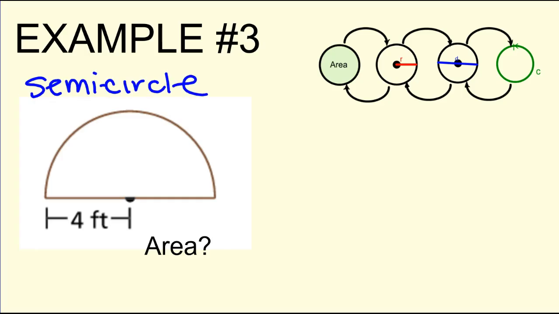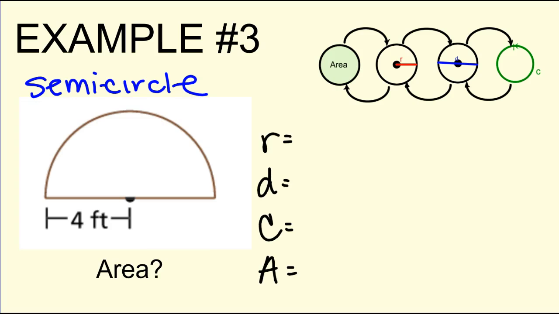Semicircle, which means it is exactly half of a circle. Okay? So in this one, I actually want to find radius, diameter, circumference, and area for this shape. Okay? So let's look in the picture. Which one do they give us?